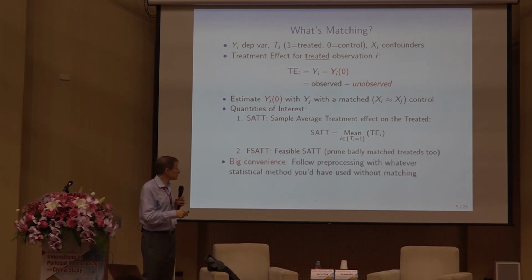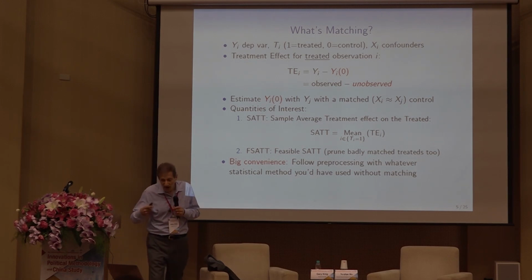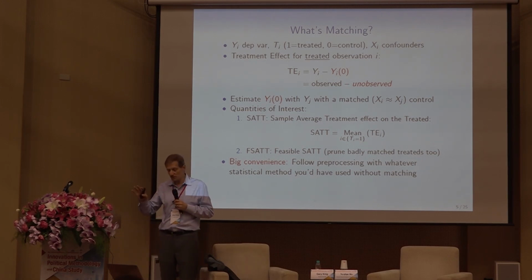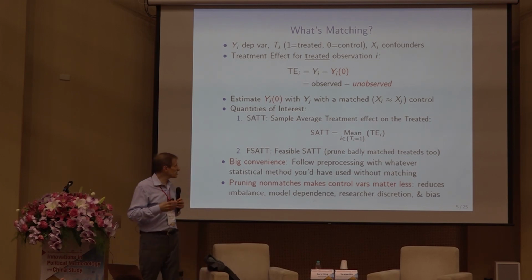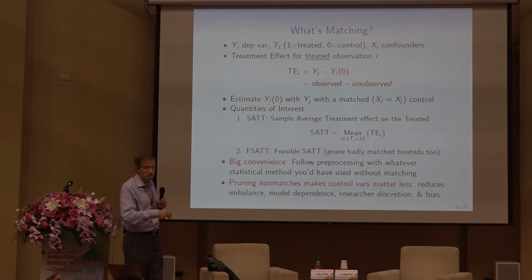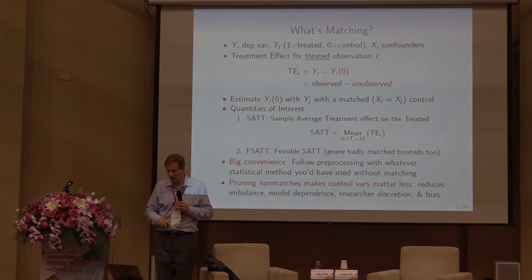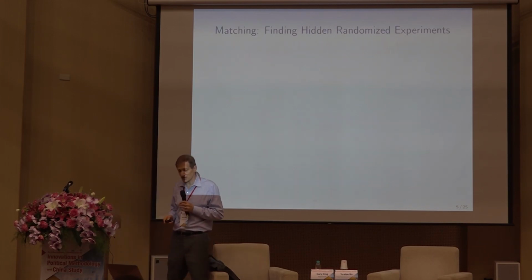This is a big convenience, this procedure, because we can follow this pre-processing step that is matching with whatever statistical procedure you would have used without matching, and all the inferential statistics follow. We prune like in musical chairs, we prune the non-matches, the ones that don't get matched, that makes the control variables, that makes the confounders matter less. And so the modeling that is necessary to control for the confounders doesn't really matter, and we reduce imbalance, model dependence, researcher discretion, and bias. So that's the slightly more technical version of matching.